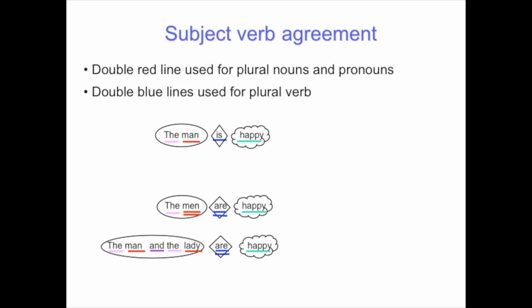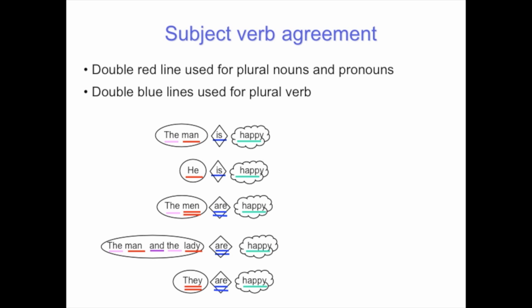Can also help for sentences such as the man and the lady are happy, because in these cases, a lot of children with language impairments will say the man and the lady is happy because it's lady singular, is singular, what's the problem? By using the system, you can show that who is happy in this question is answered by the man and the lady. And inside that oval, there are two red lines, one on man and one on lady. Therefore, you need the plural are with two blue lines. Works for pronouns as well, so you've got he is happy, singular, and they are happy, plural.